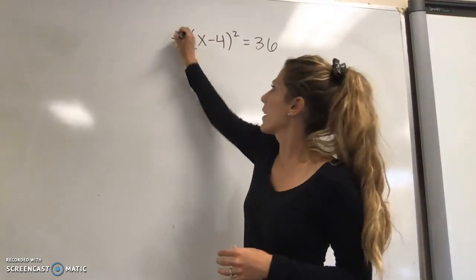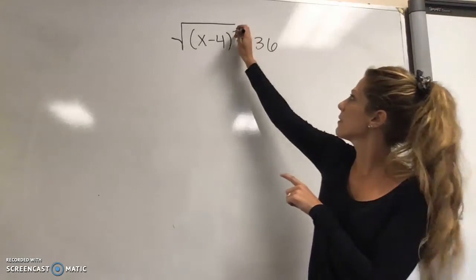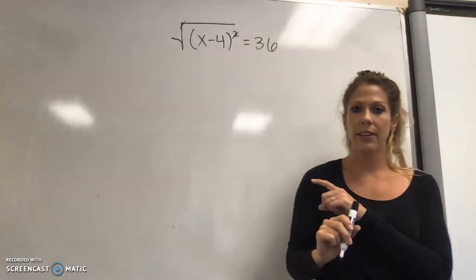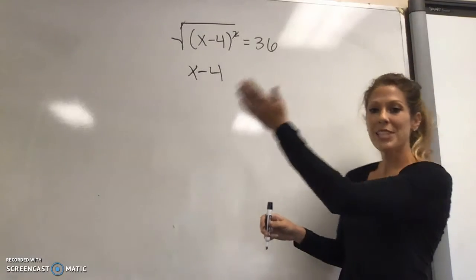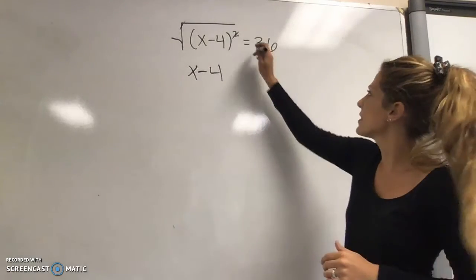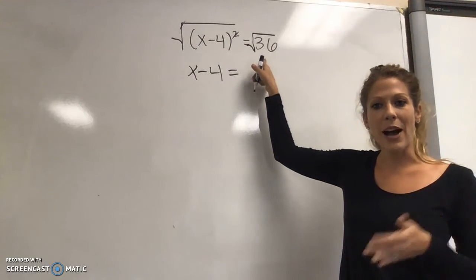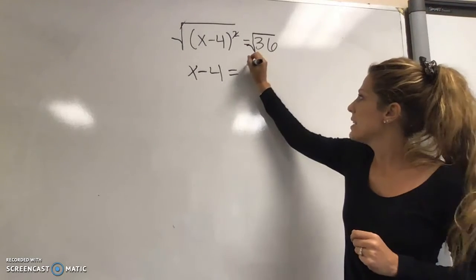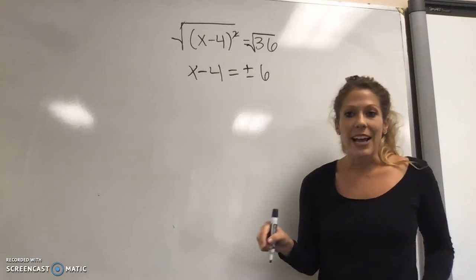To get rid of a squared, we take the square root. So that squared and that square root are going to cancel each other out. And then we're left with x minus 4. Since we took the square root of one side, we've got to do it to the other side. And don't forget, whenever we take the square root of a positive number, we get two answers. So we get a positive 6 and a negative 6 here. But we're not done.